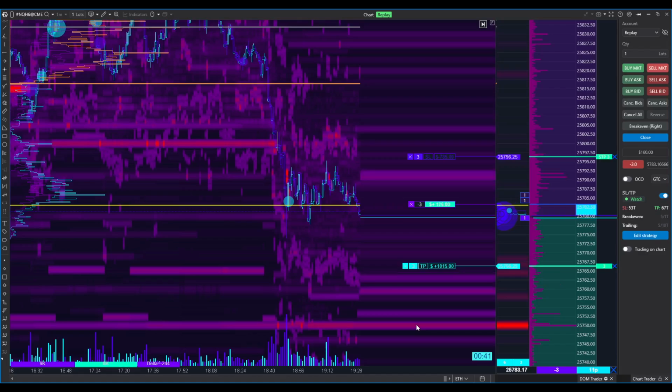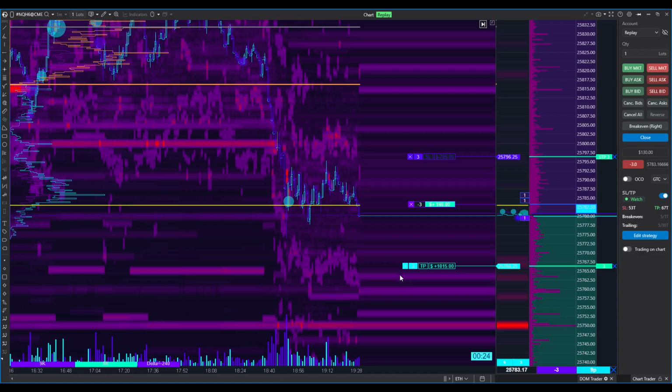Now we're getting a breakdown. Sellers are getting involved. A lot of pulling and stacking happening above and below price.